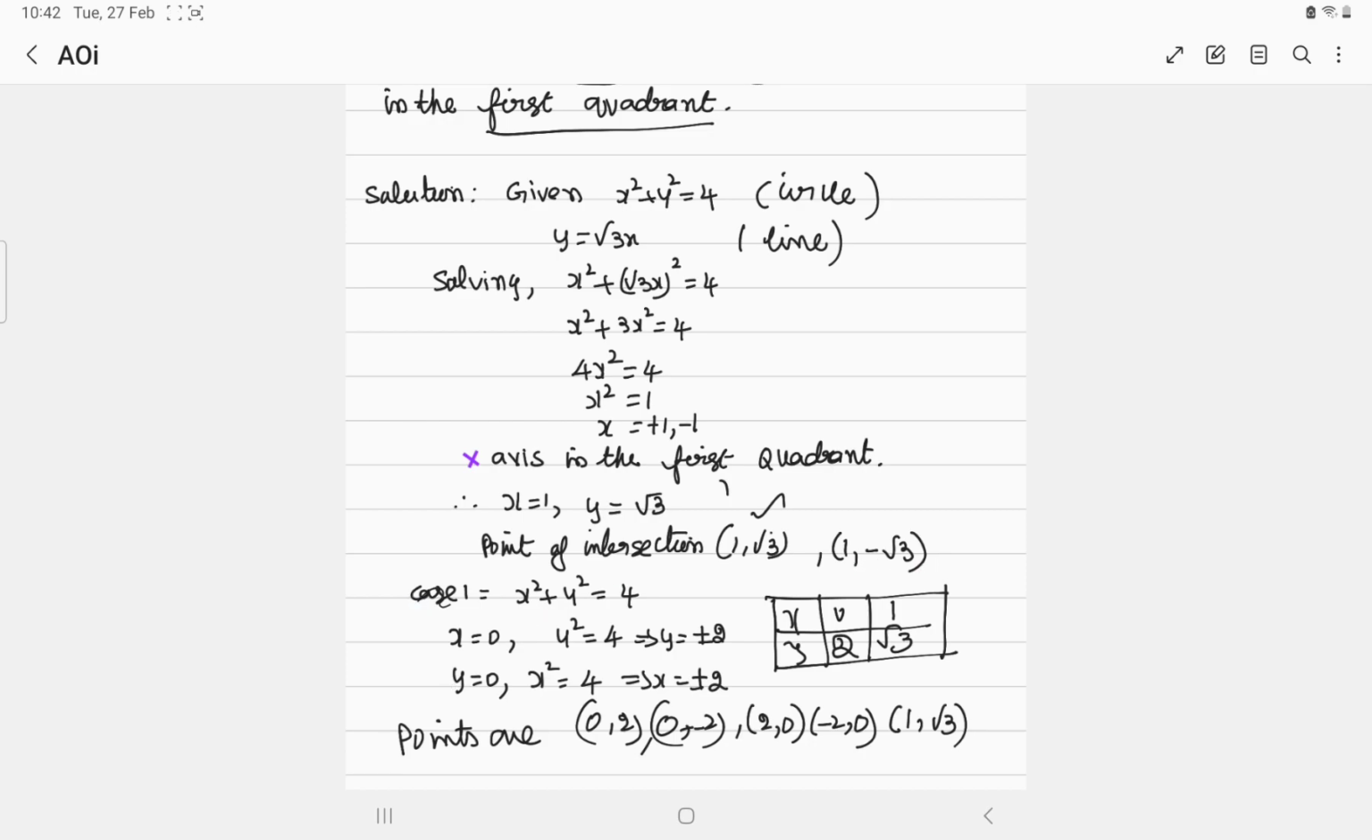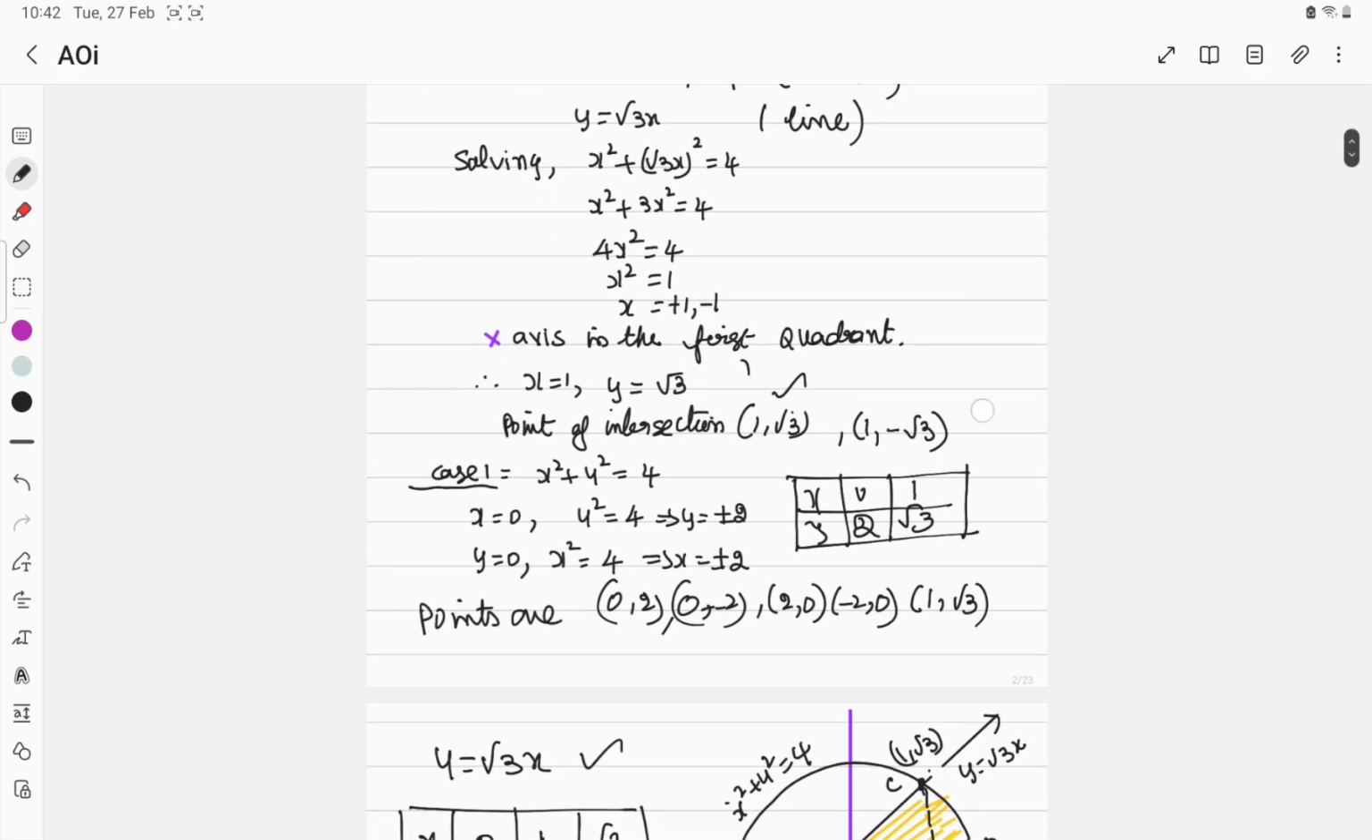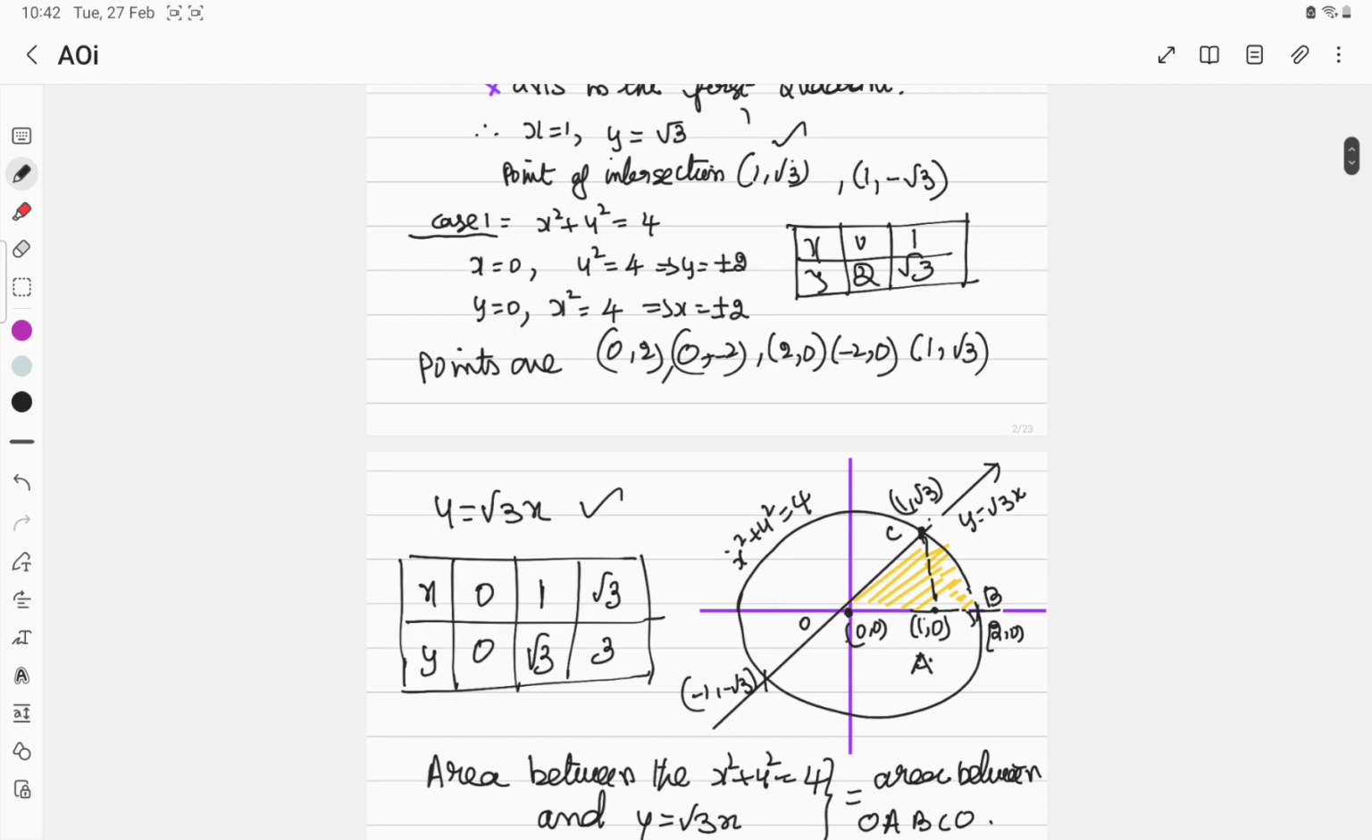So first we have to draw the diagram. First, x square plus y square is equal to 4. This is in the form of a circle, so center at the origin and radius 2. So 0 comma 2, 0 comma minus 2, like that 2 comma 0, minus 2 comma 0, and the intersecting point also 1 comma root 3, we know that. Using this table we can draw the circle x square plus y square is equal to 4.